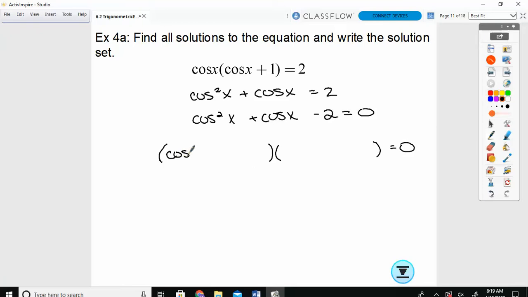Cosine squared breaks into a cosine. Multiply to -2, add to +1. So 2 negative. If we set these equal to 0, you get cosine x equals -2, and cosine x equals +1. Right.